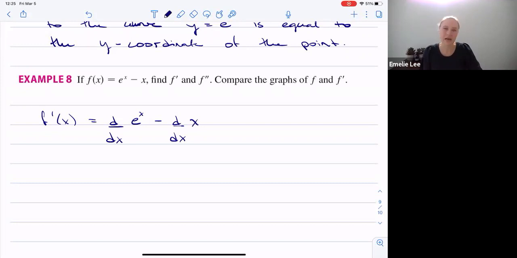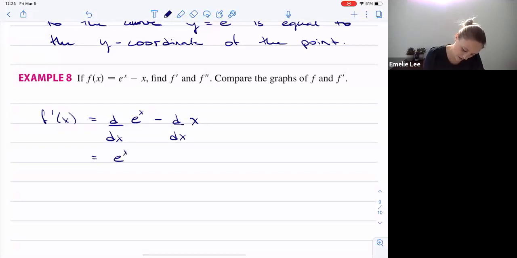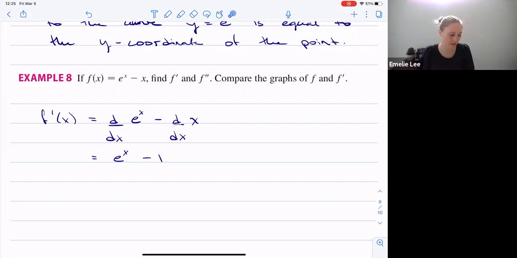You don't have to show that. If you wanted to skip straight to e to the x minus 1 at this point, that's totally fine. I just wanted to show that we're able to distribute this d dx throughout addition and subtraction still. So this is the first derivative. We're done, right? The derivative of e to the x is e to the x, the derivative of x is just 1, and so we get e to the x minus 1.